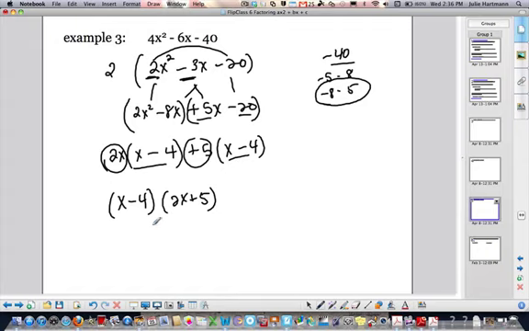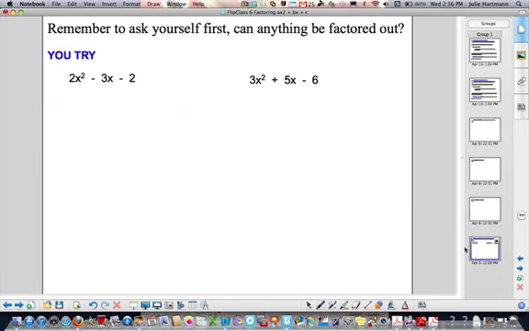And there you go. There are 3 examples. You may need to watch them a couple times to really understand it. Try to write them down and follow them. On your notes page, you have the You Try problems. Try these, and we will go over them in class.